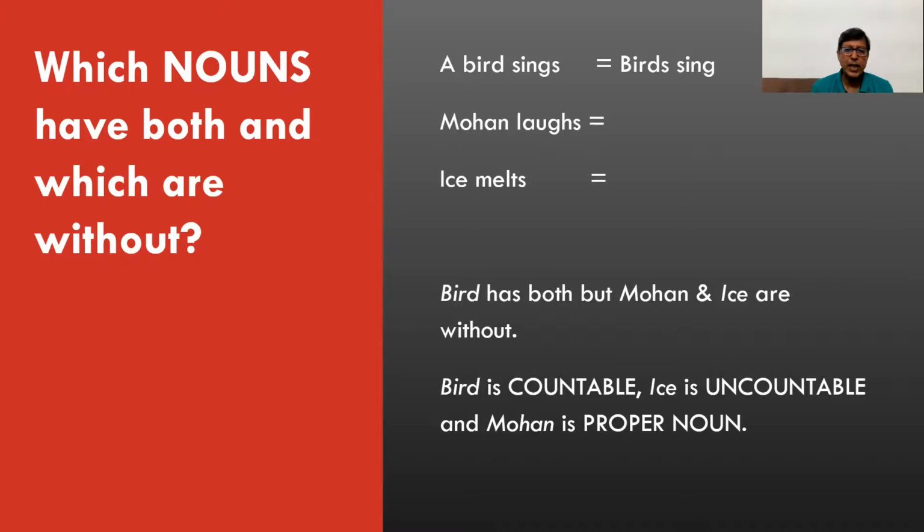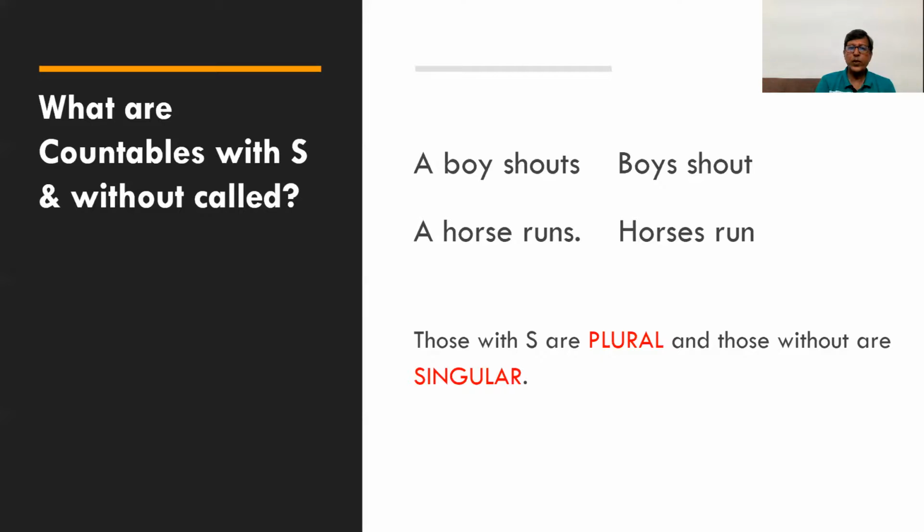And as you see, like bird, there are many other countable nouns. We already know there's a large number. The common ones I can tell you, like student, boy, girl, etc. Like ice, you can have sugar, water, milk, oil. Similarly, like Mohan, you have Delhi, India, and so many other places. Then we go to the next.